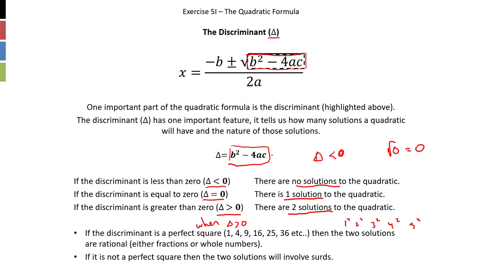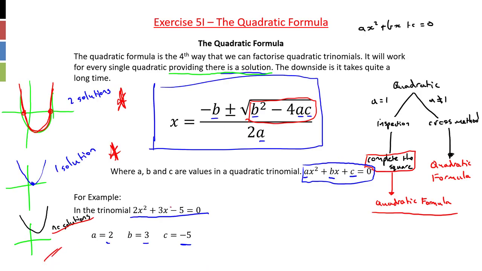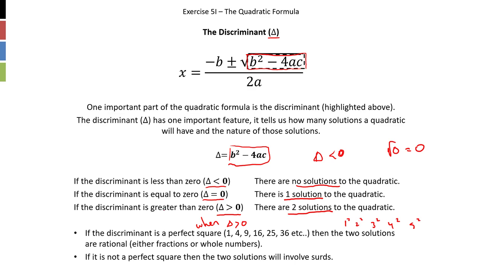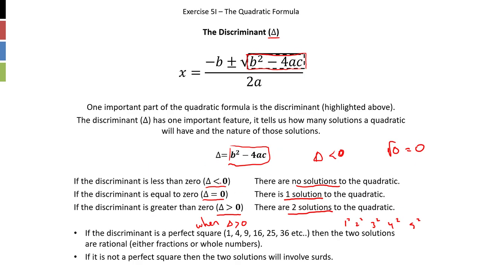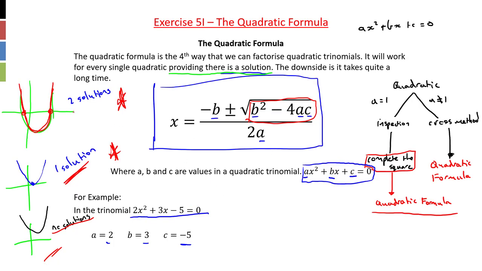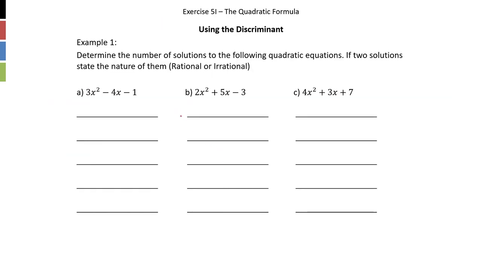So, quick review: the discriminant is this bit in here underneath the square root sign, b squared minus 4ac. If we solve that and we get less than 0, there are no solutions. That's this bottom graph over here. If we solve the discriminant and it's equal to 0, that means there's going to be one solution, which is this graph here where it just touches. And then if the discriminant is greater than 0, that means there are going to be two solutions. The graph looks like that.